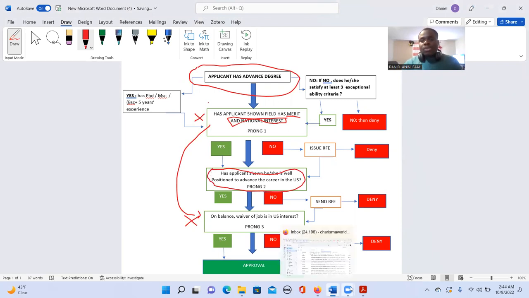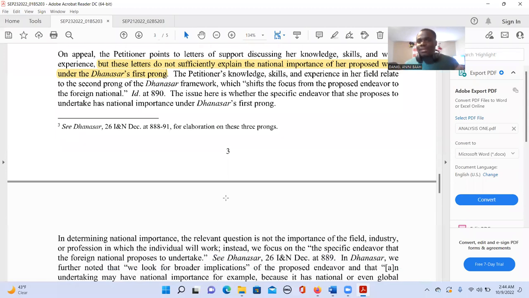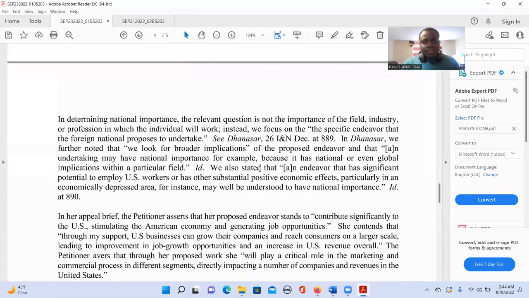They want you to talk about the national interest and provide proof of this generating news in the United States, generating interest in the United States. That's what they want to see. So the issue here is whether the specific endeavor, if you look at it, says that the petitioner's knowledge, skills, and experience relate to the second prong of the framework, which shifts focus from the proposed endeavor to the foreign national. The issue here is whether the specific endeavor that she proposes to undertake has national importance. Does your field have national importance under the first prong? That is what they want to see. But you submitted letters talking about the second prong. So the person missed the point of this RFE in general.